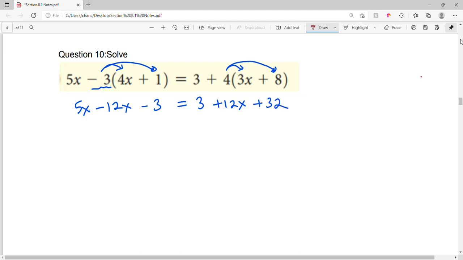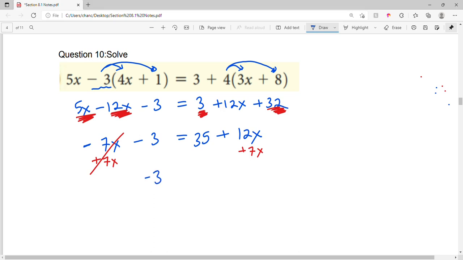Let's simplify the left side. We notice that we can add these x's together, and on the right, we can add these numbers together. The x's with the x's and the numbers with the numbers. This simplifies to negative 7x minus 3, and that's equal to 3 plus 32, that's 35, plus 12x. This simplifies to negative 3 equals 35 plus 19x.